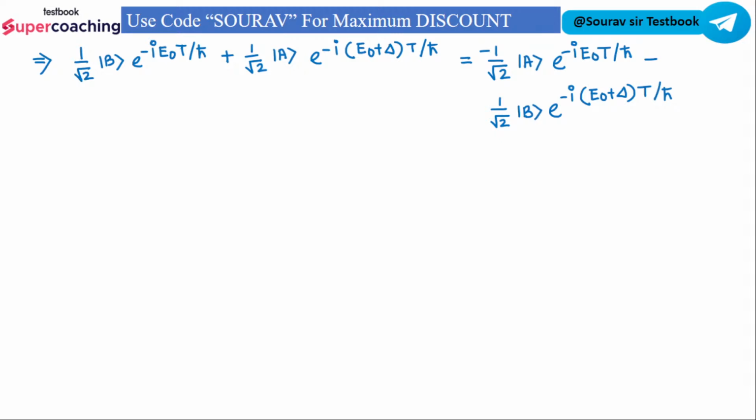In a state, so let me tell you this. Just equate the coefficients and you're going to get, okay, here what is the coefficient of b, this one. Okay, here what is the coefficient of a, 1 by root 2 e to the power of minus I e naught plus delta t by h cut, and this option is minus 1 by root 2 e to the power of minus I e naught t by h cut.